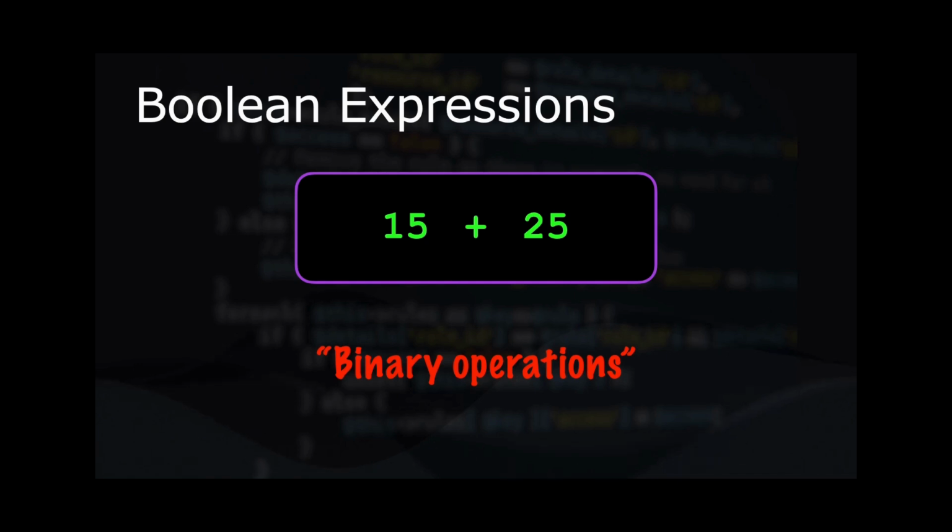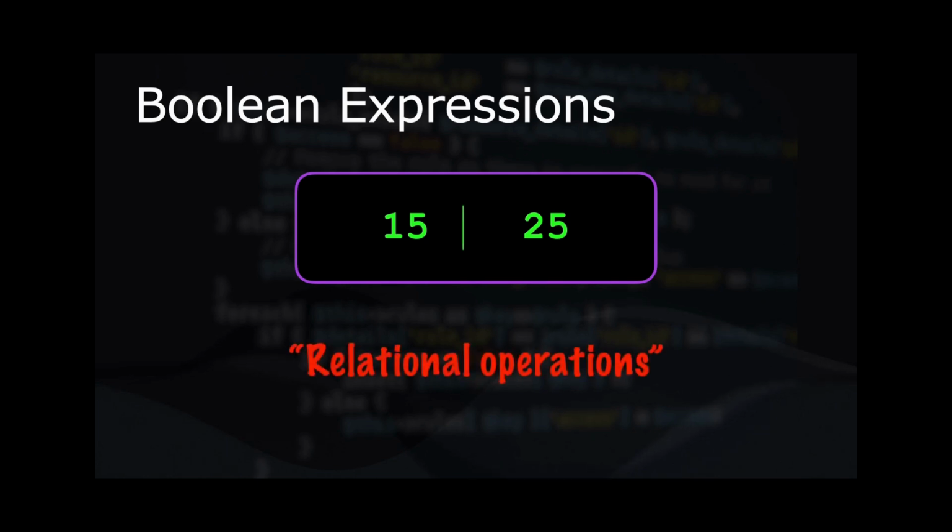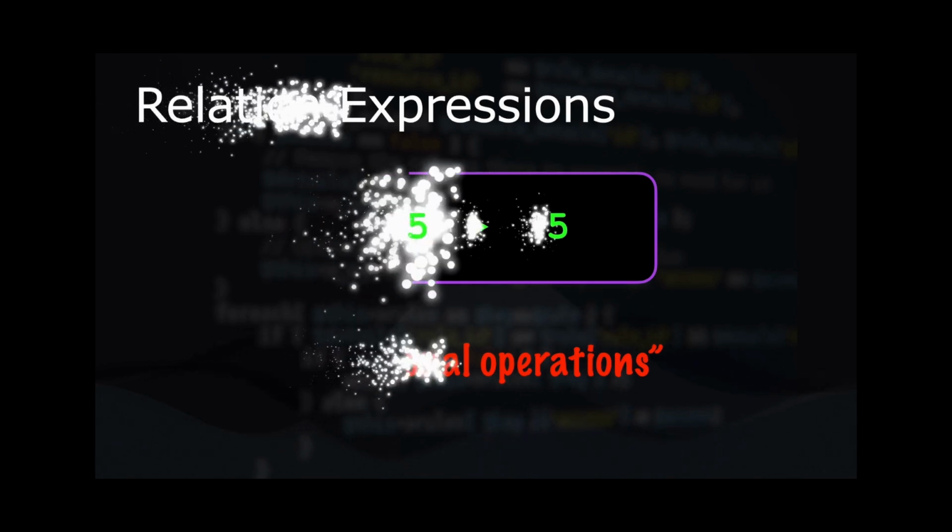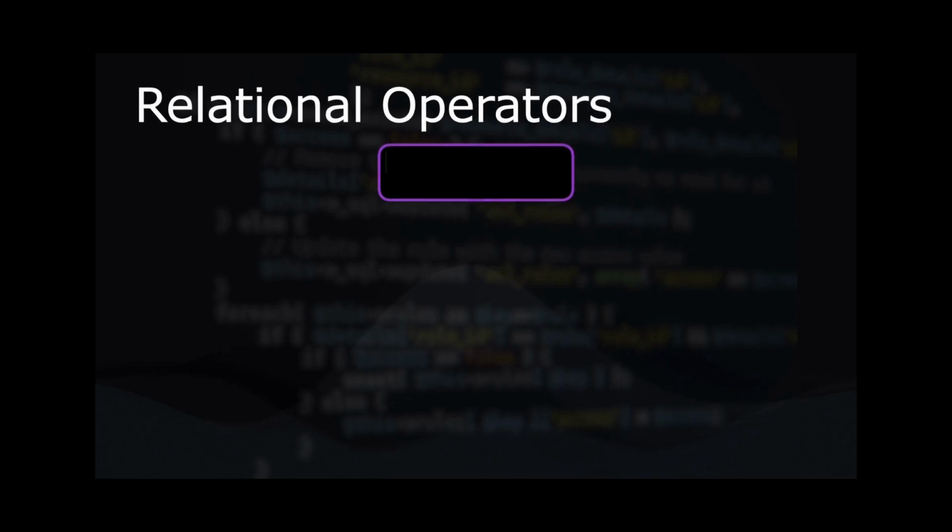The most common Boolean operations are comparisons, and you'll be familiar with these from your math classes. Relational operators also take two operands, but they evaluate to a Boolean value, making them a Boolean expression. For example, 15 is greater than 25 evaluates to false. It is false to say that 15 is greater than 25. There are 6 relational operators in Java. For our examples, we'll assume we have a couple of int variables defined.